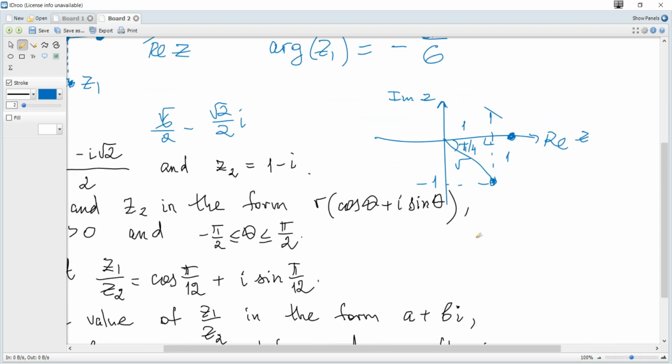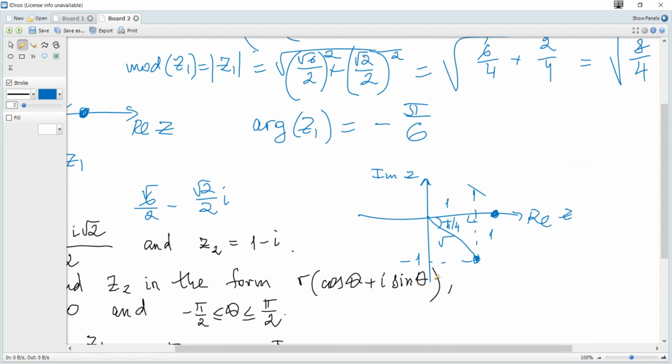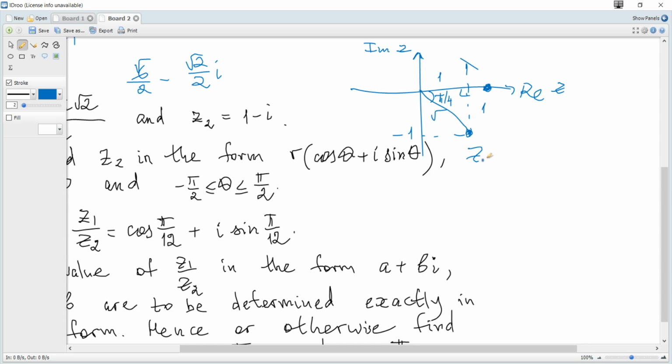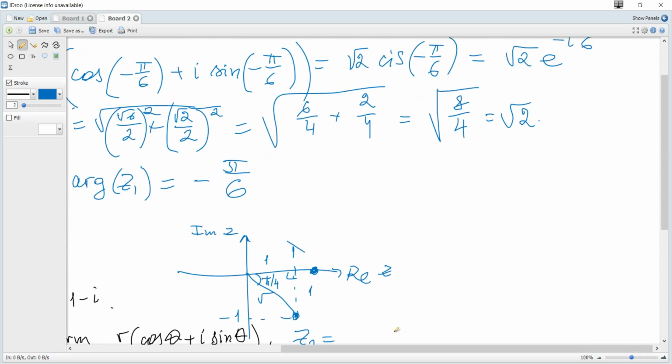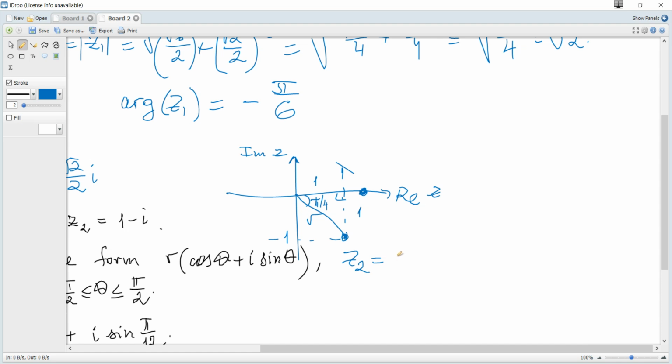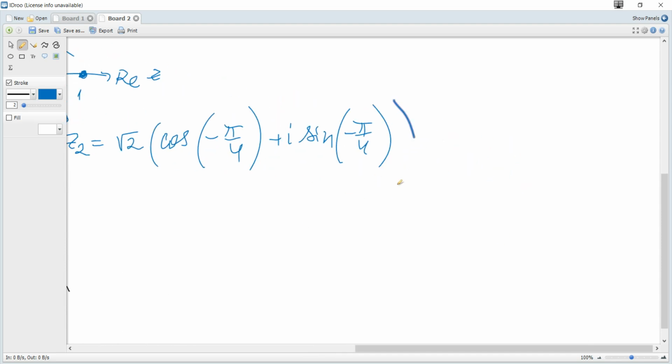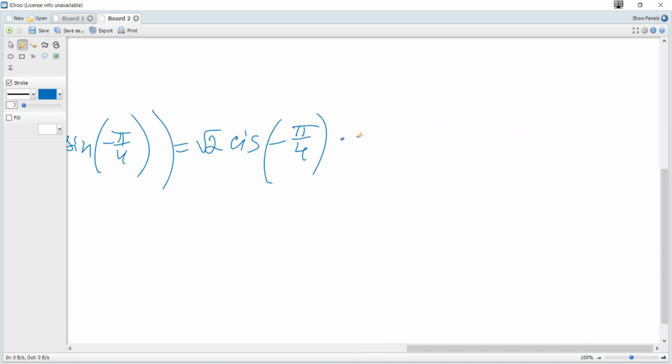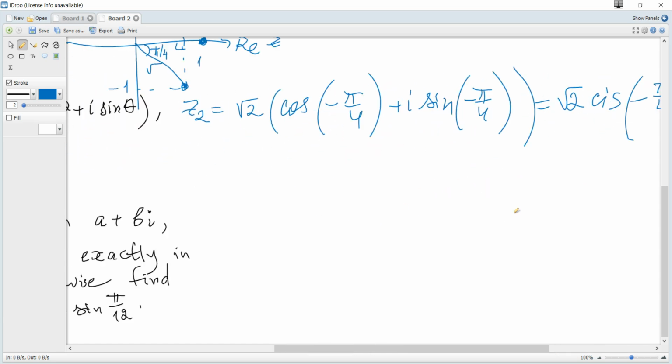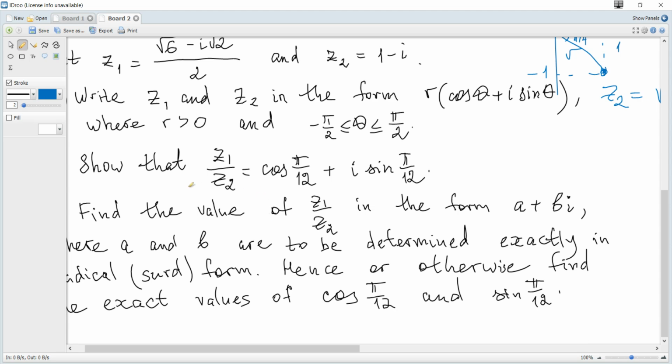So z2 becomes root 2 cosine of negative pi over 4 plus I sine of negative pi over 4, or it's the same as root 2 cis of negative pi over 4, and it's the same as root 2 e to the power of negative I pi over 4. And show that z1 over z2 is equal to this expression.